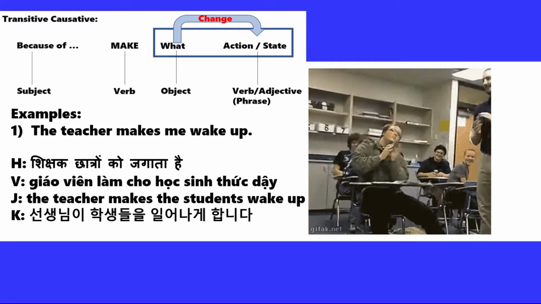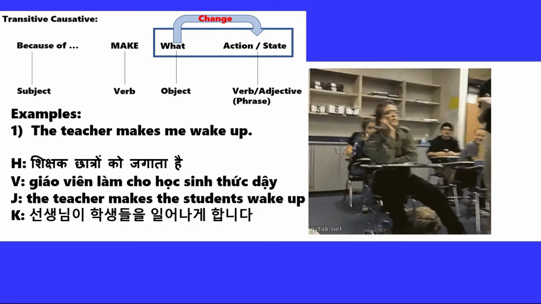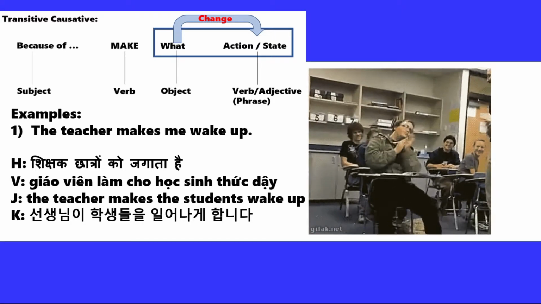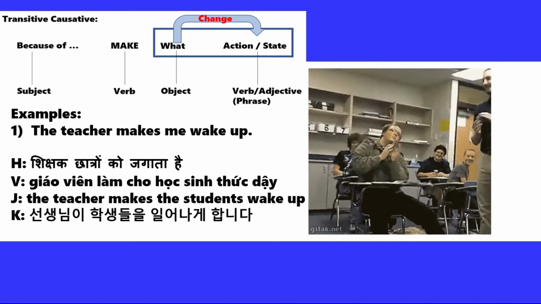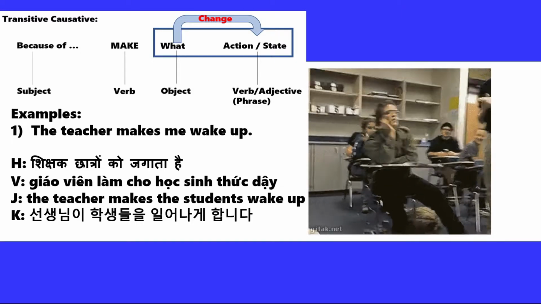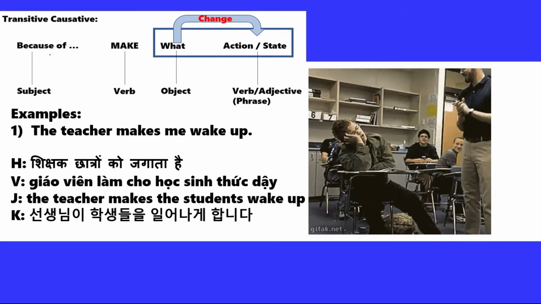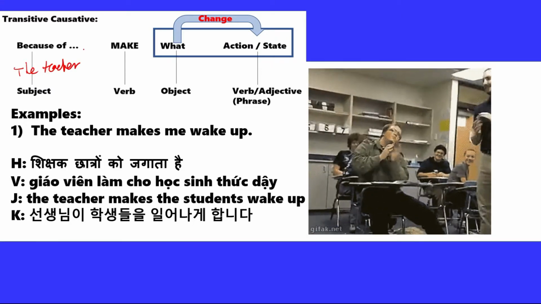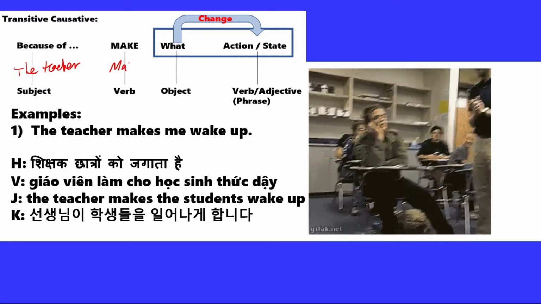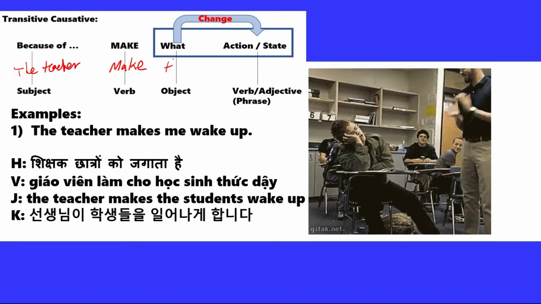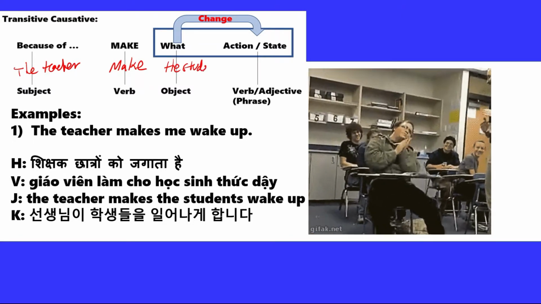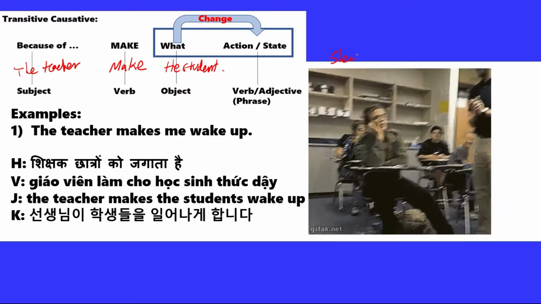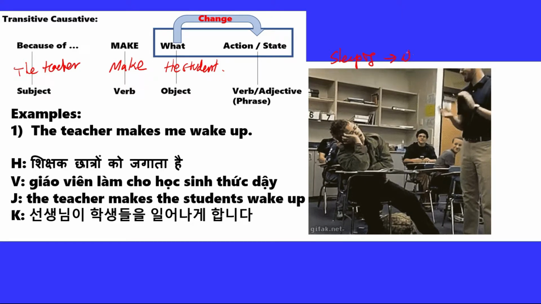Then there is a student sleeping, and he must be the teacher. The teacher claps, and the student woke up. In this case, because of the teacher, make the student, right? The student changed its state, right? He was sleeping, now he wakes up.